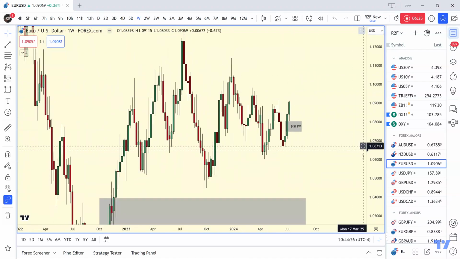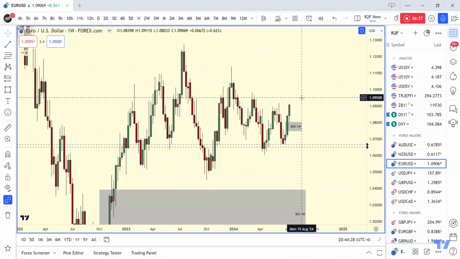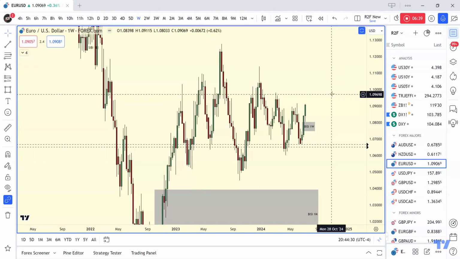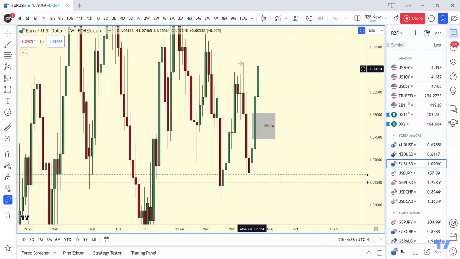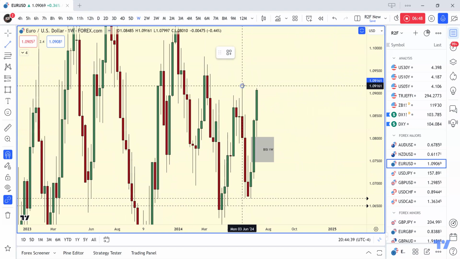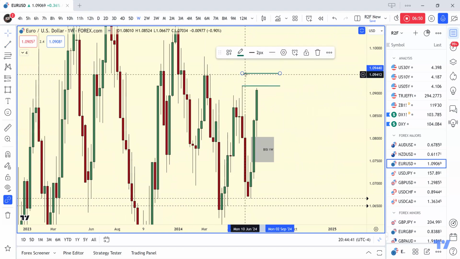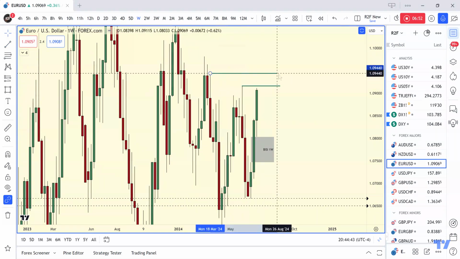And where would we target? I think we may possibly be going for new highs, but of course we'll take profits at various swing points. First one being targeting here and here as well on the weekly time frame.